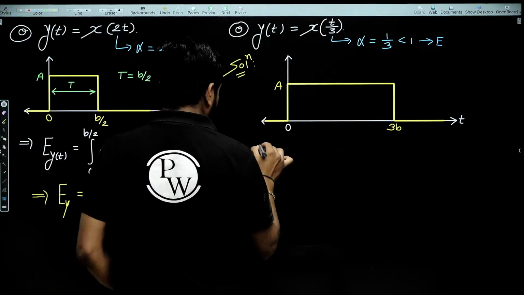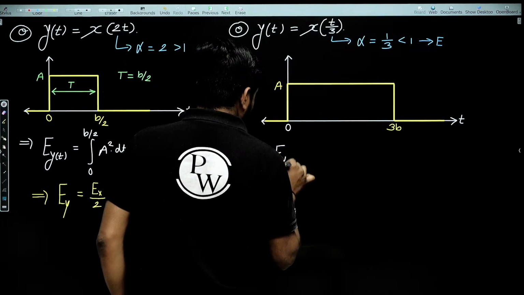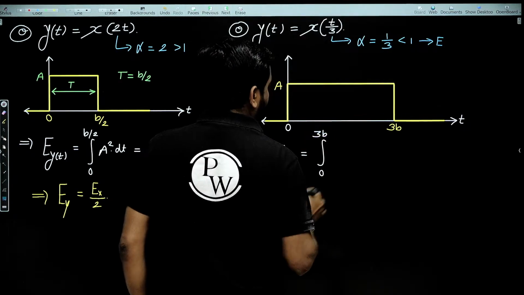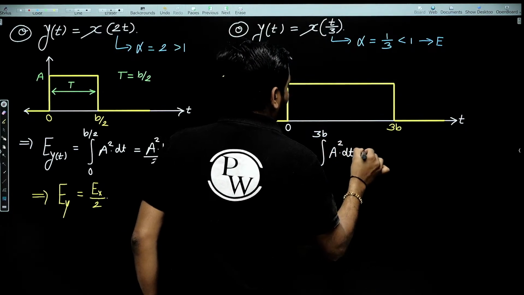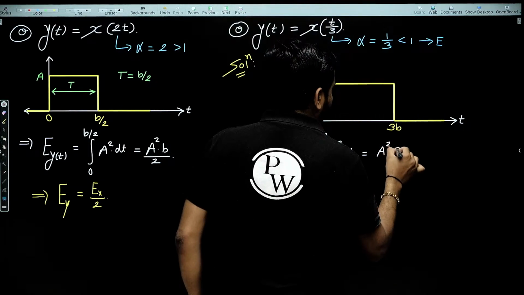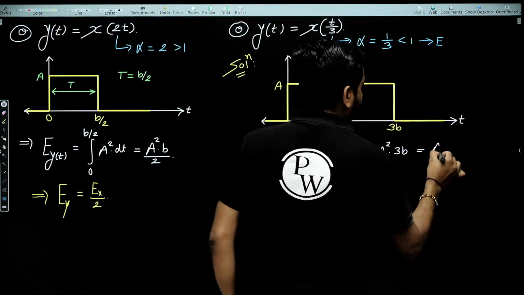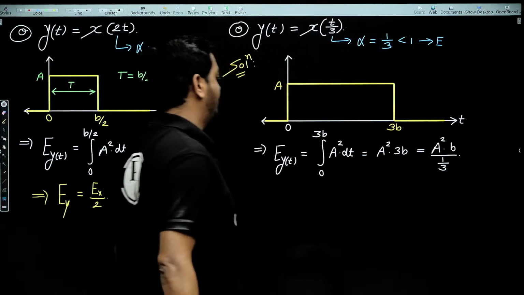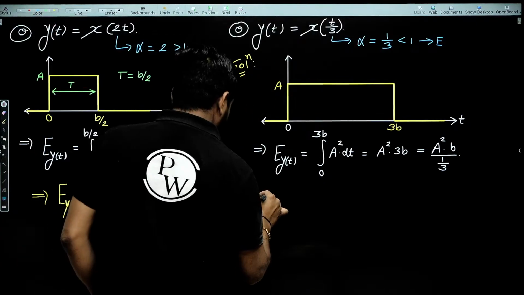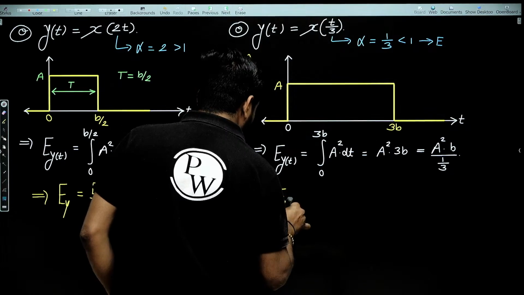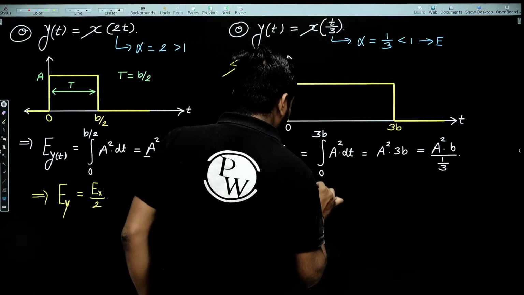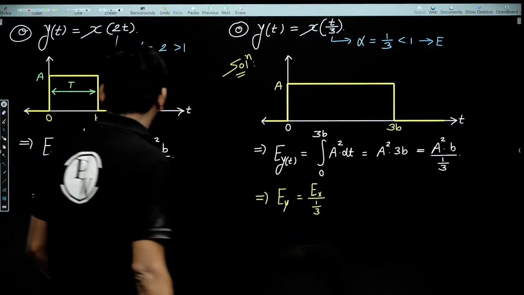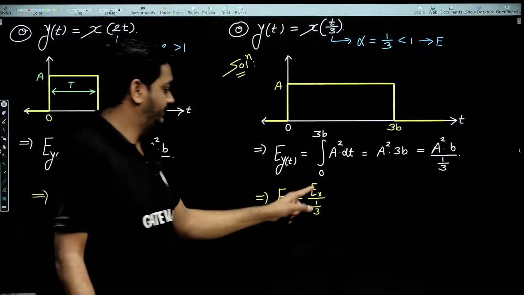So the energy of this signal: this time the energy of y of t, the integration will be from 0 to 3b of x square of t dt. So here the energy will be a square into 3b. Can you write like this? A square into b into 3. So here we can write the energy of y of t is nothing but the energy of x of t divided by 1 by 3. See, the scaling factor alpha here is 1 by 3.